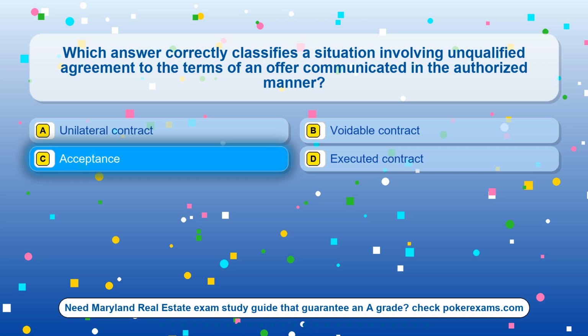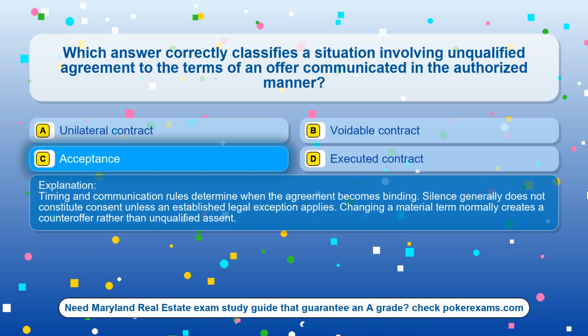The correct answer is option C, acceptance. Timing and communication rules determine when the agreement becomes binding. Silence generally does not constitute consent unless an established legal exception applies. Changing a material term normally creates a counteroffer rather than unqualified assent.